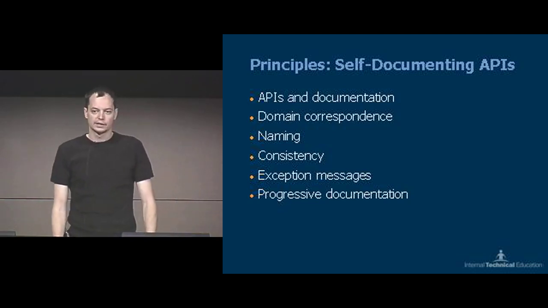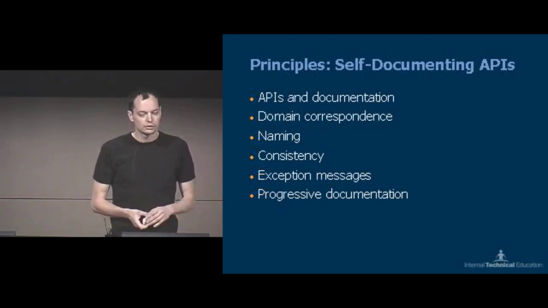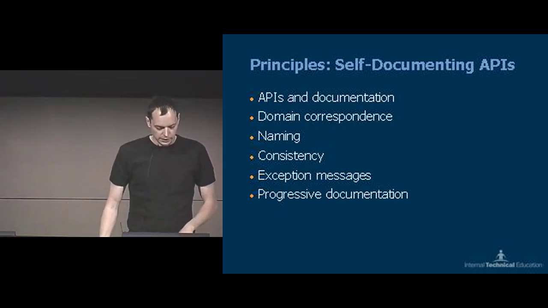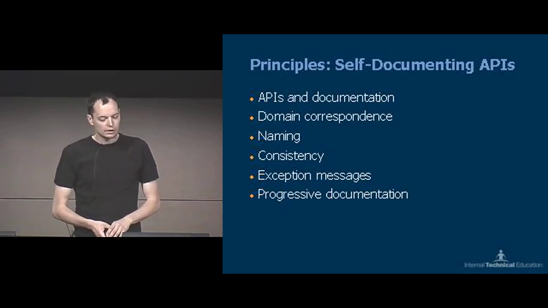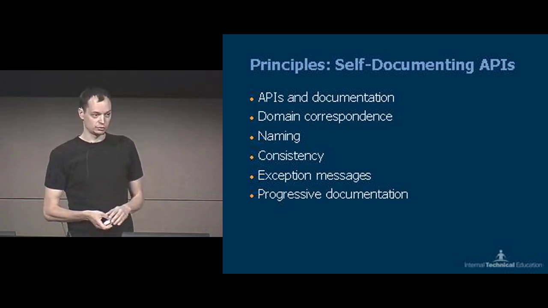I was talking about exception messages, very important, and they should tell users what to do. So instead of saying, hey, the message queue is not specified, tell them, you need to set the path property to the queue that you're trying to send the message to. And the principle of progressive APIs also applies to documentation.